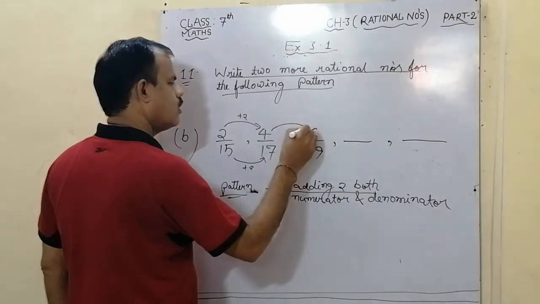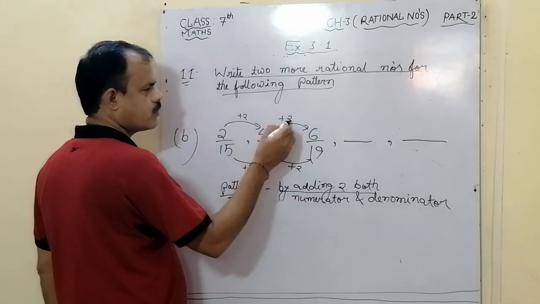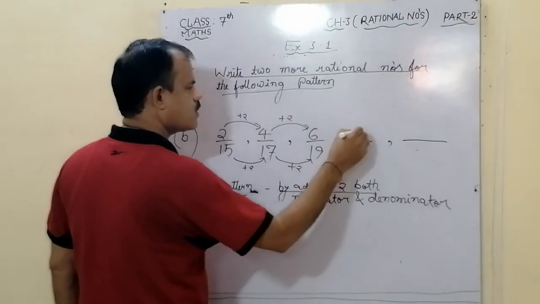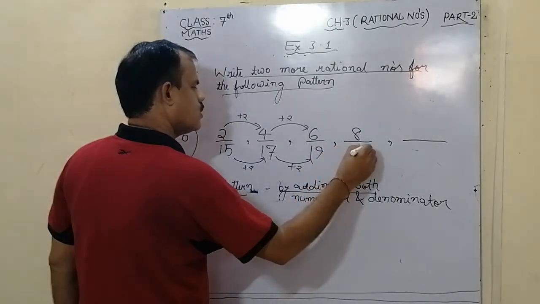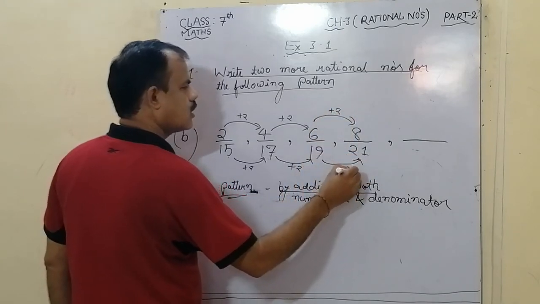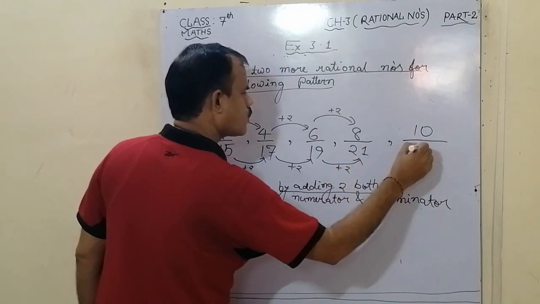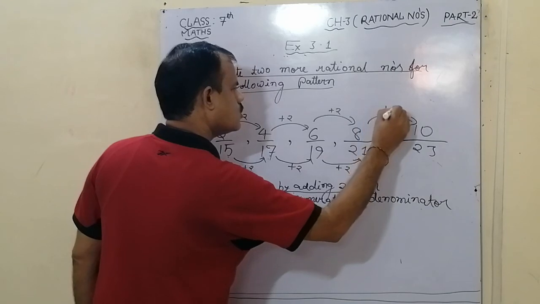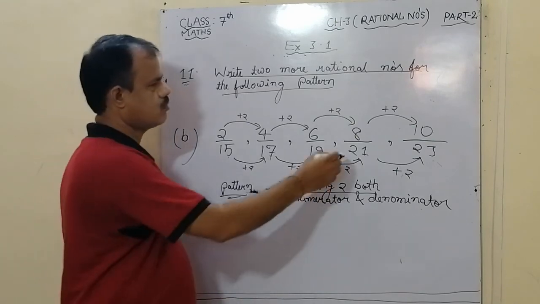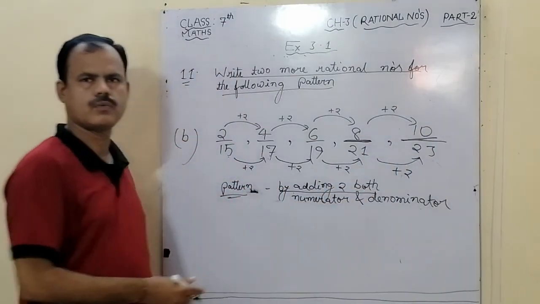Now again you have to add 2 to both numerator and denominator. So 4 plus 2 becomes 6, 17 plus 2 becomes 19. Again you add 2, 6 plus 2 is 8, 19 plus 2 is 21. Like that. Again you add 2, 8 plus 2 is 10, and 21 plus 2 is 23. So in this way you will find the next two rational numbers. Okay.